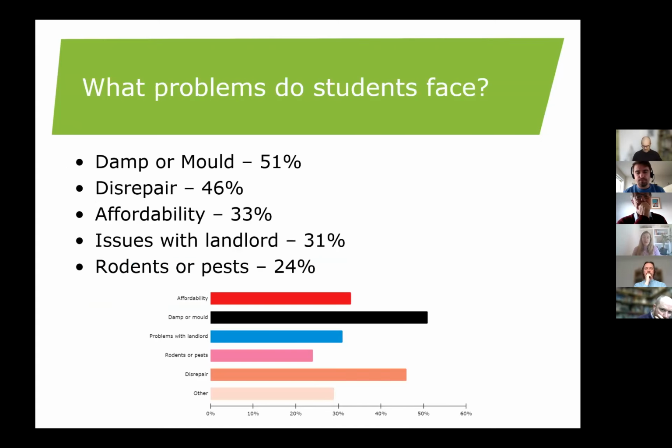So from this survey, some of the problems that we found we expected and some of them we didn't. So the report found that more than half of our students had experienced damp or mold in their housing, 40% experienced some form of disrepair, and 31% had problems with their landlords. I think the bottom one there was the most eye-opening for me. A quarter of students having to live with rodents or pests in their accommodation was just incredible for us to find.